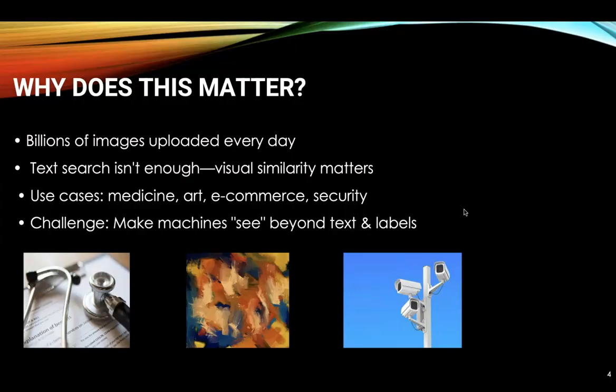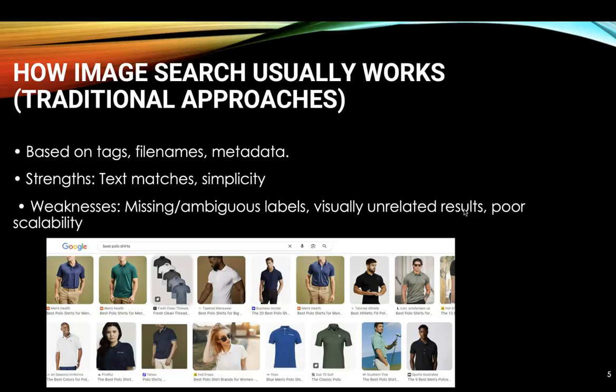So why does CBIR actually matter? As I said, billions of images are being uploaded daily, and text search is not enough, because visual similarity matters. And where do we actually use this? We use this in X-rays, medicine, and also in security cameras. To find a culprit, we can use the CBIR method to track them down using their features. So let's go to the next slide.